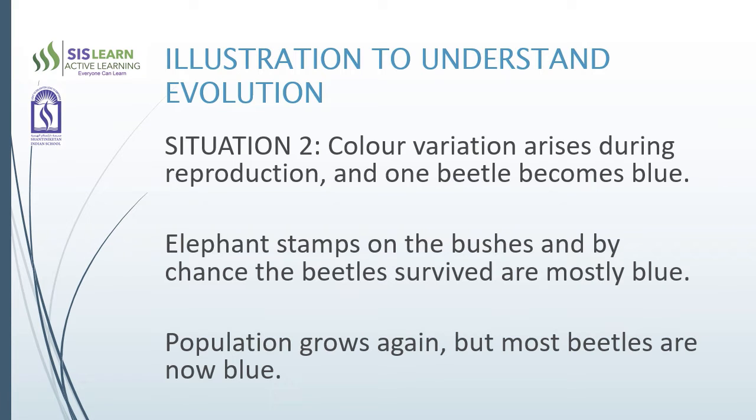Color variation arises during reproduction, and one beetle becomes blue. An elephant stamps on the bushes and by chance the beetles that survived are mostly blue. The population grows again, but most beetles are now blue.